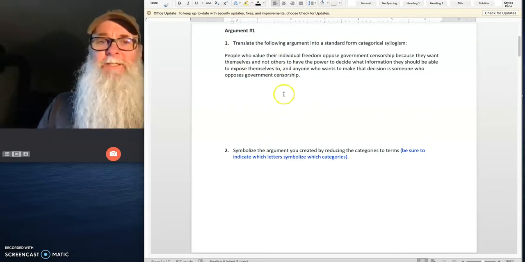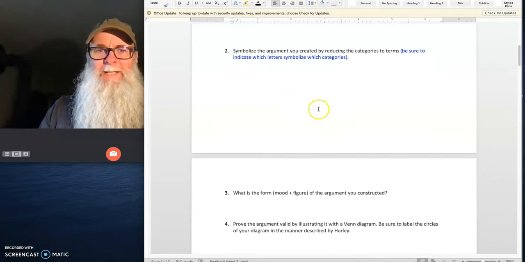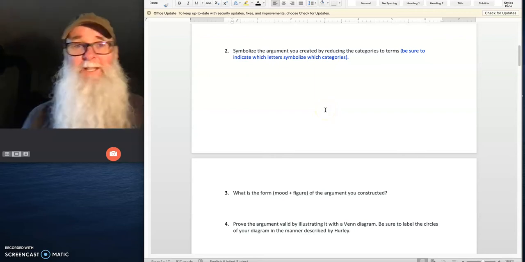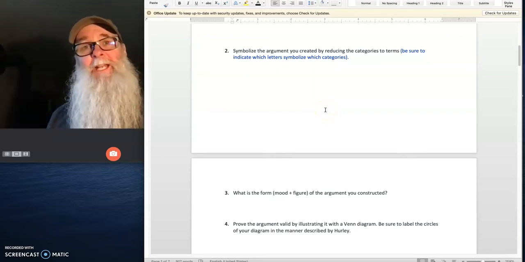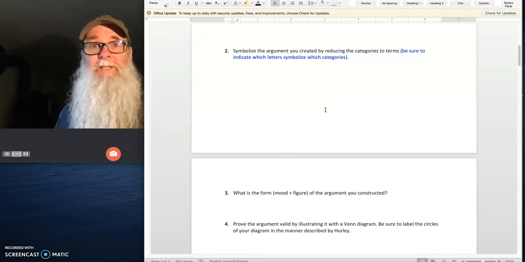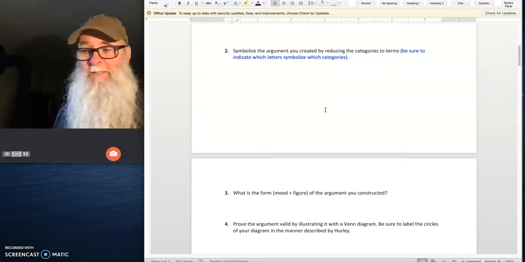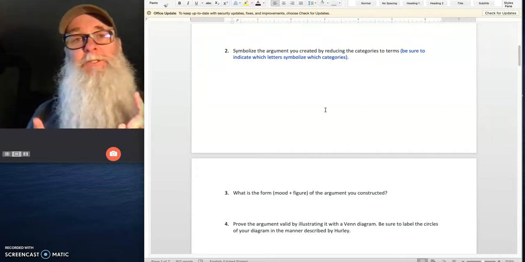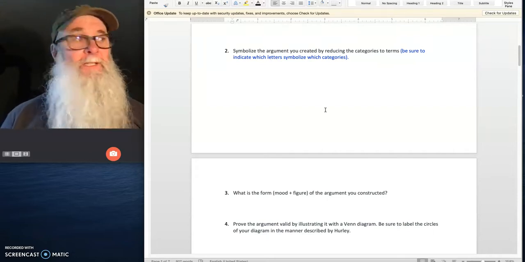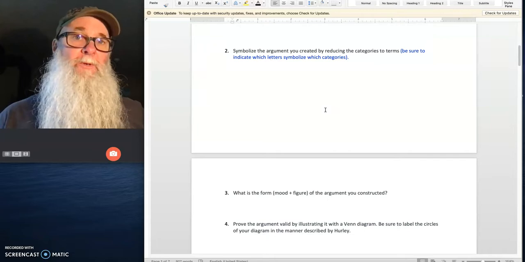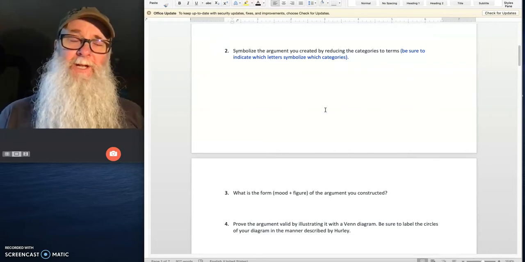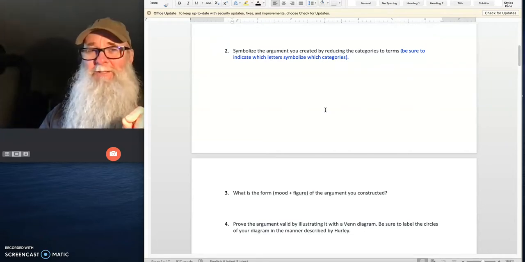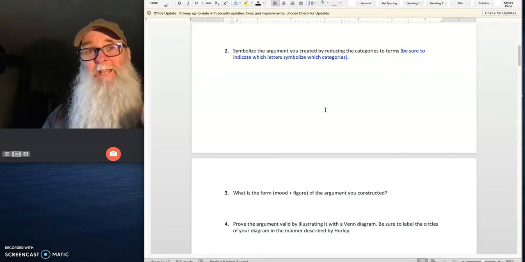So you'll translate this into standard form, and then in number 2, you're going to symbolize that argument by reducing the categories of countable things that make up the subject and predicates of that argument. You're going to symbolize those with letters, and you want to make sure you don't throw away the points you get for indicating which categories each letter refers to. You also want to make sure that when you symbolize this argument that you include both premises and the conclusion.